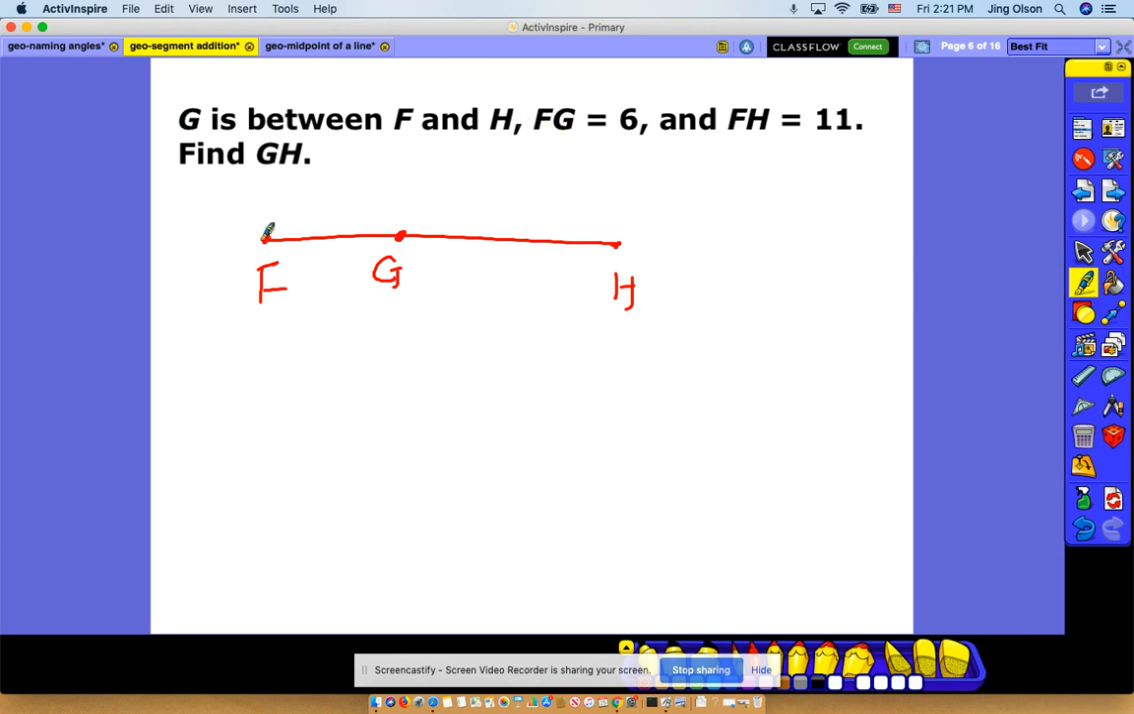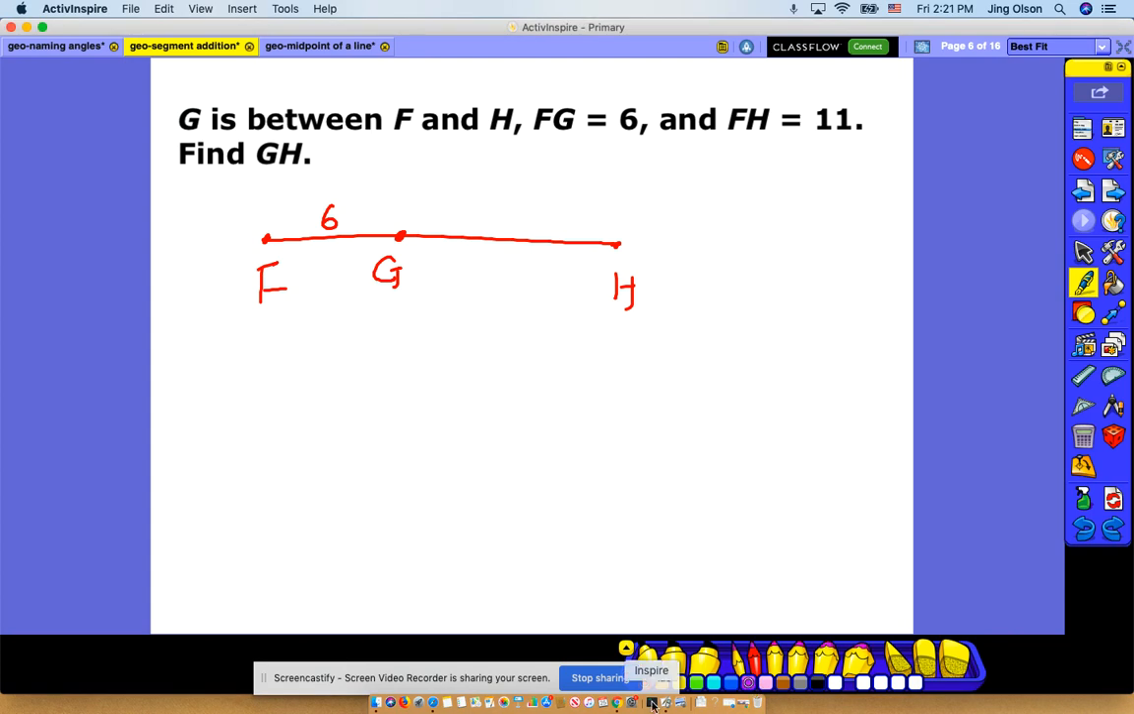It says FG is 6. FH is the whole thing, okay? From F to H, this whole thing, I'm going to change to a different color. From F to H, this whole thing is 11. Find GH. So this is 6 plus which number is 11? 5, right? So GH is 11 minus 6, which is equal to 5. This is directly using the segment addition postulate, just like finding segments. You either add or subtract.